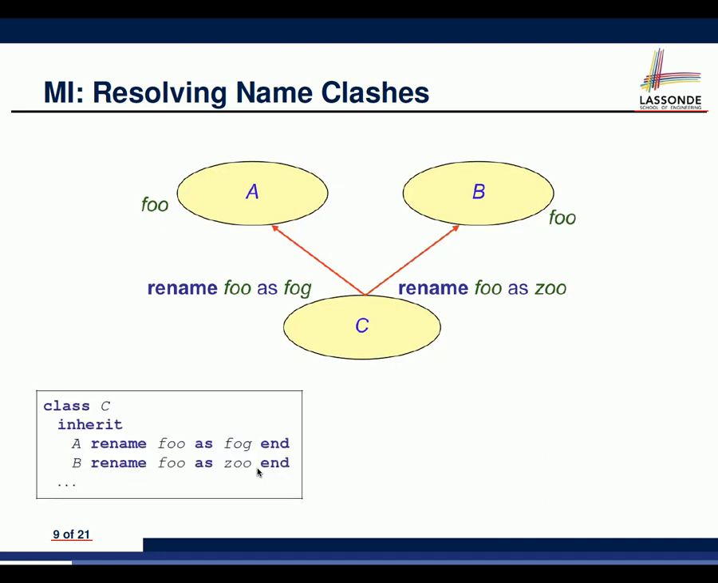As easy as that. So now, let's see the syntax here. I have class C that inherits, first of all, A. After A, we say rename, which is a keyword. Rename the foo feature that's from A into fog. And then we say B, rename the foo feature here from B into zoo.